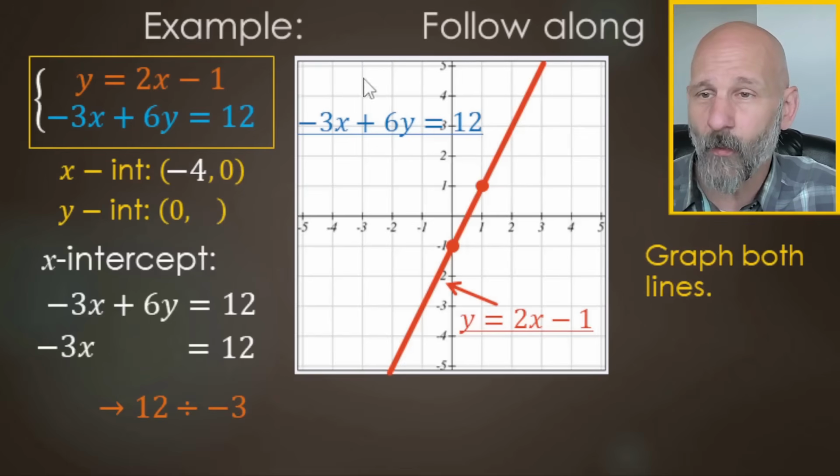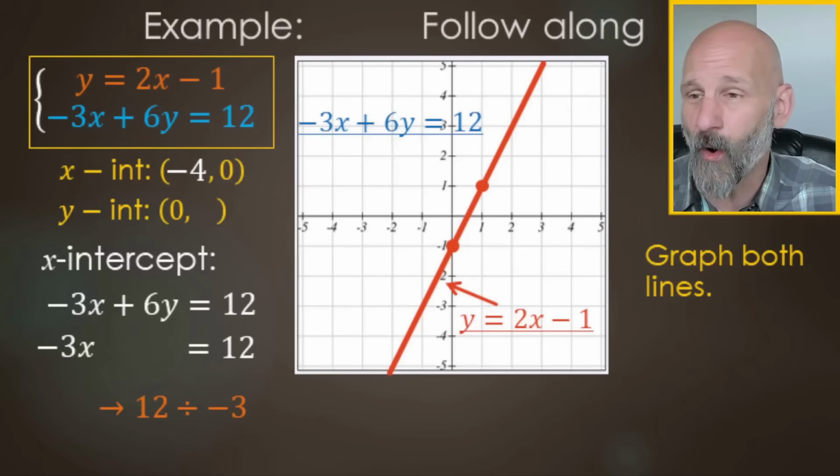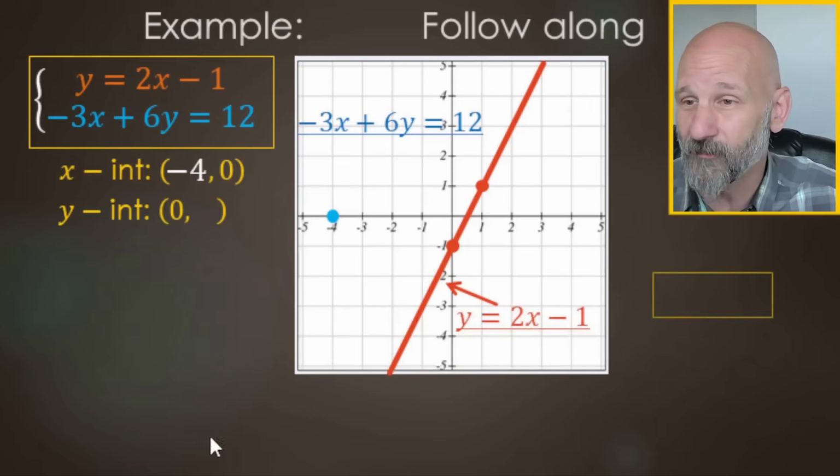So up here, what we did for the x-intercept is we took whatever's in front of the x and divided it into whatever it equals. So we're doing 12 divided by negative 3 for the x-intercept. For the y-intercept, we're going to go 12 divided by the number in front of the y. Here's how it looks mathematically. There's our x-intercept. Now let's go on to the y-intercept.